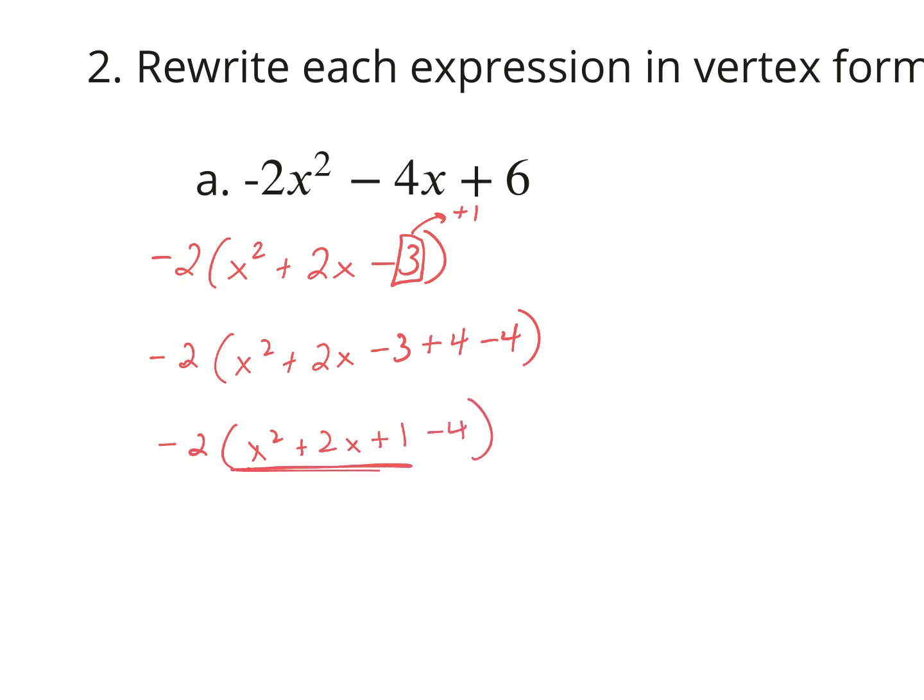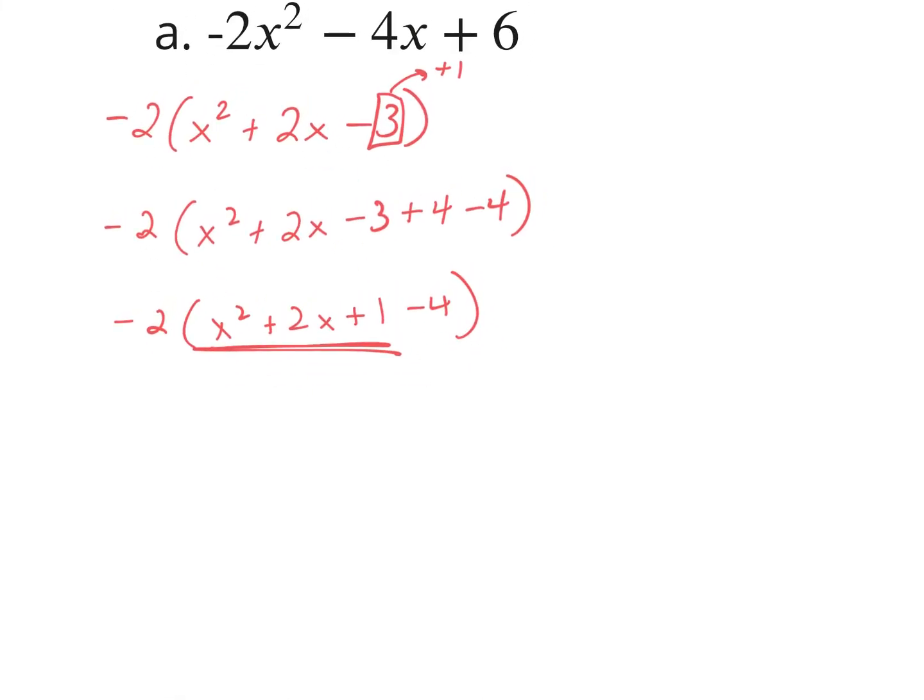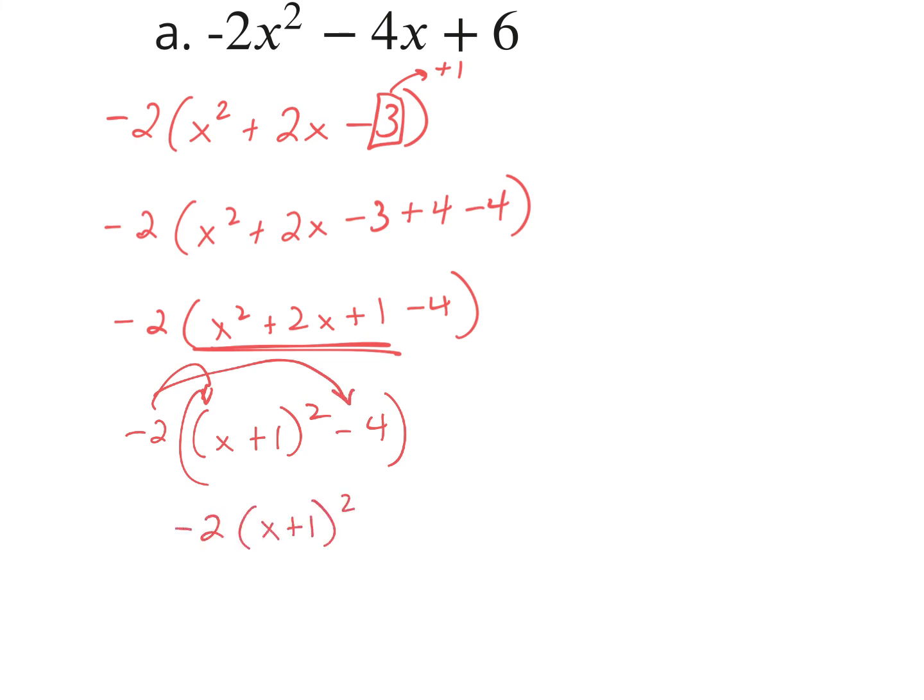I can now rewrite this one as a perfect square. So now I have x plus 1 squared, and then I bring down my minus 4. And then I'm going to redistribute my -2. So I have -2 times x plus 1 squared plus 8.